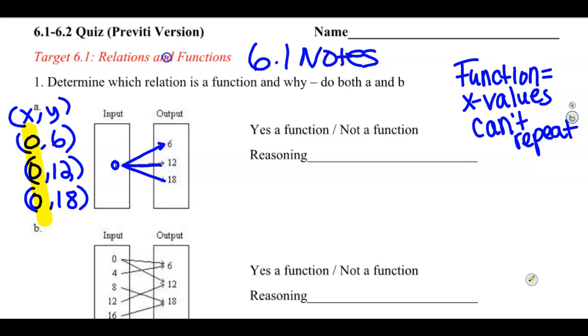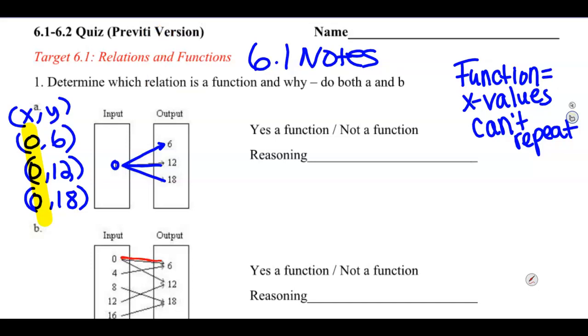So when I look at this one, I can see my x value does repeat. So what that means is it's not a function, and the reason is because our x value repeats. So that should help you with the first two. Again, when you go to do number 2, write out the ordered pairs. This is the most important part so that you can see.